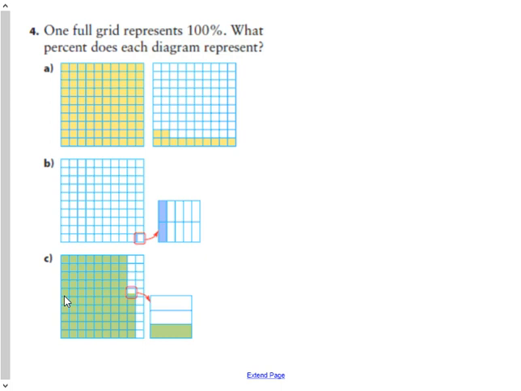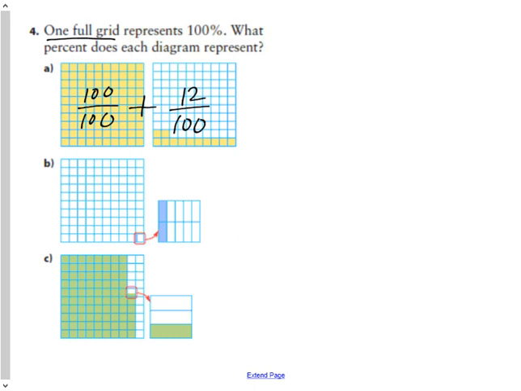So the first question says one full grid represents 100%. When we say one full grid, what we really mean is that right there. That is a grid. So that represents 100%, and since it's all shaded in, since there are 100 parts, we can consider that to be 100 parts out of 100. And this next part, we consider to be 12 parts out of 100. And since these are two separate parts, what we want to consider is adding these two parts together.